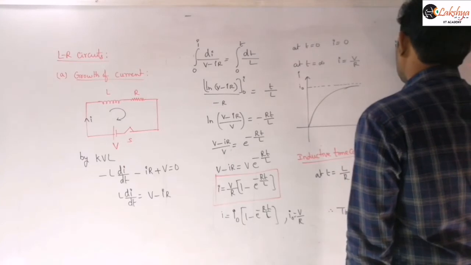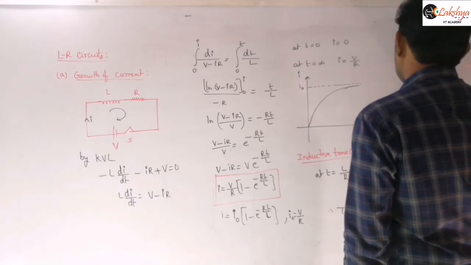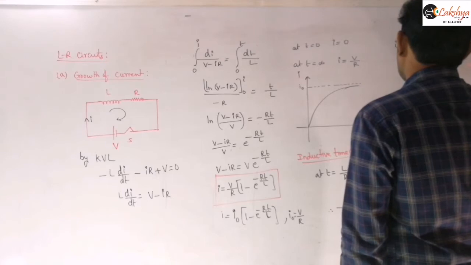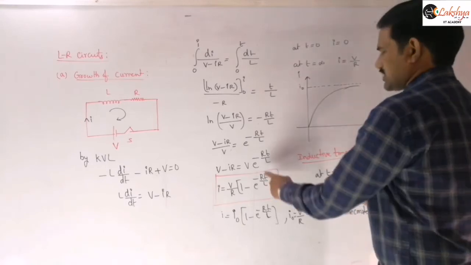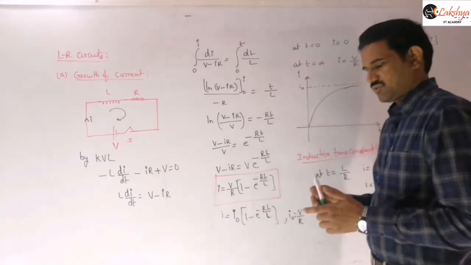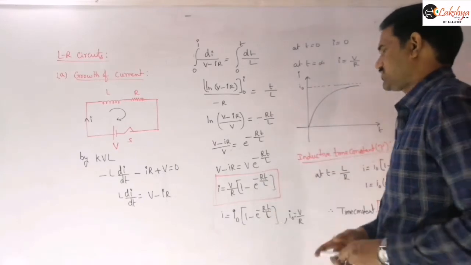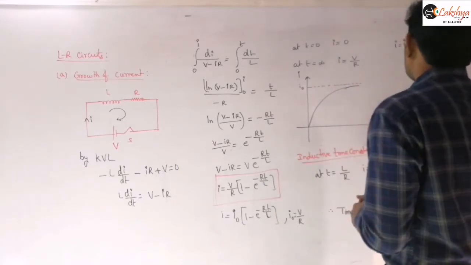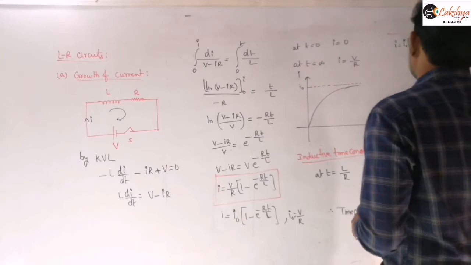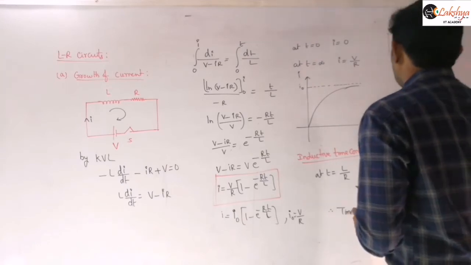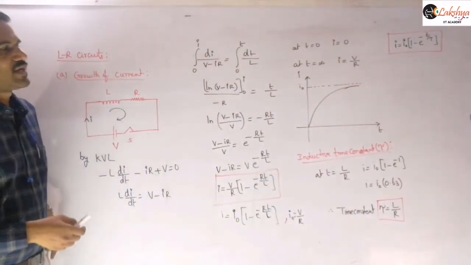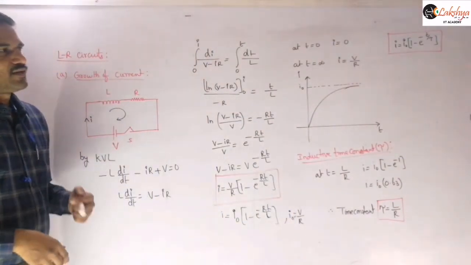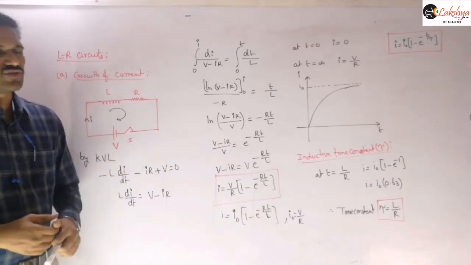So in terms of the time constant, you can write I is equal to I naught into 1 minus e power minus t by tau. This R by L we can write as 1 by tau from this equation. So we need to express it in terms of the time constant like this: I is equal to I naught into 1 minus e power minus t by tau. So that is our expression for the current at any instant as a function of the time constant.